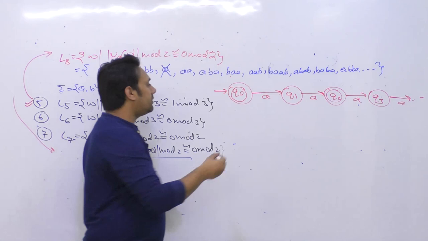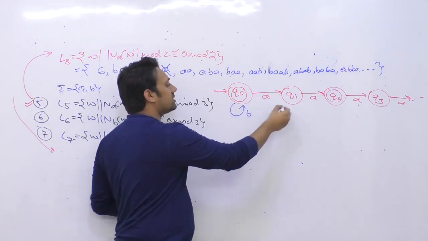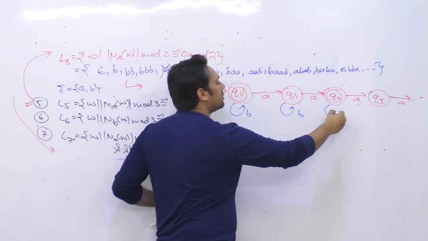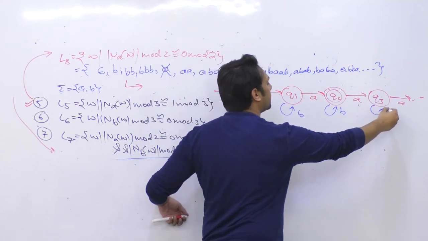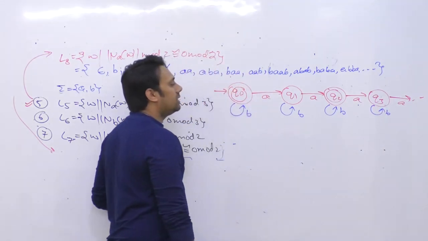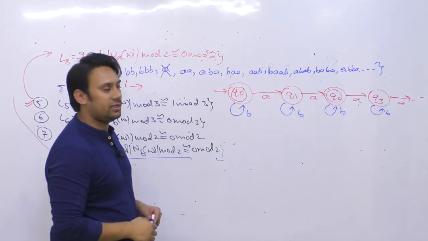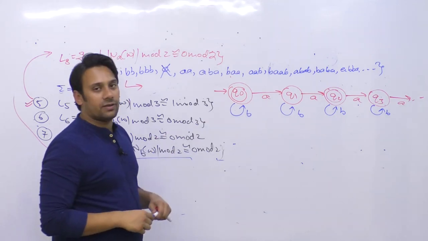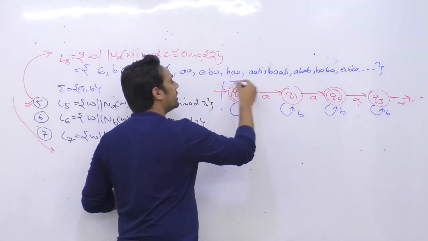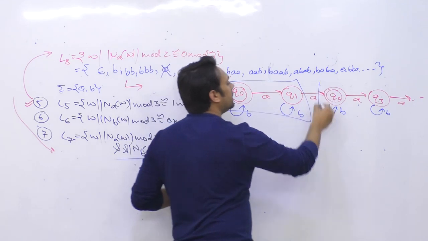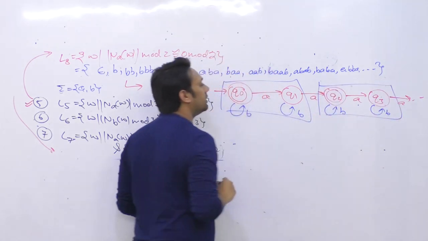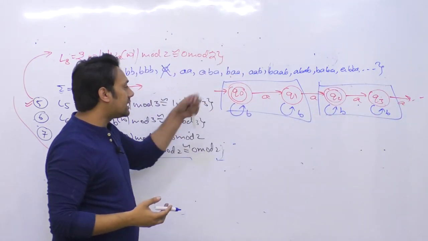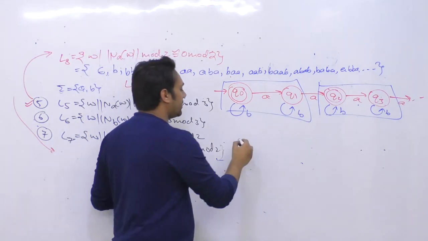So if we have a B, it doesn't matter, we'll always stay at the same state. Because no matter how many B's there are, it doesn't matter. Any number of B's can be there, but A should always be even. So if you look at this diagram, this entire portion is repeating itself. That means I can minimize this diagram and make it this way.